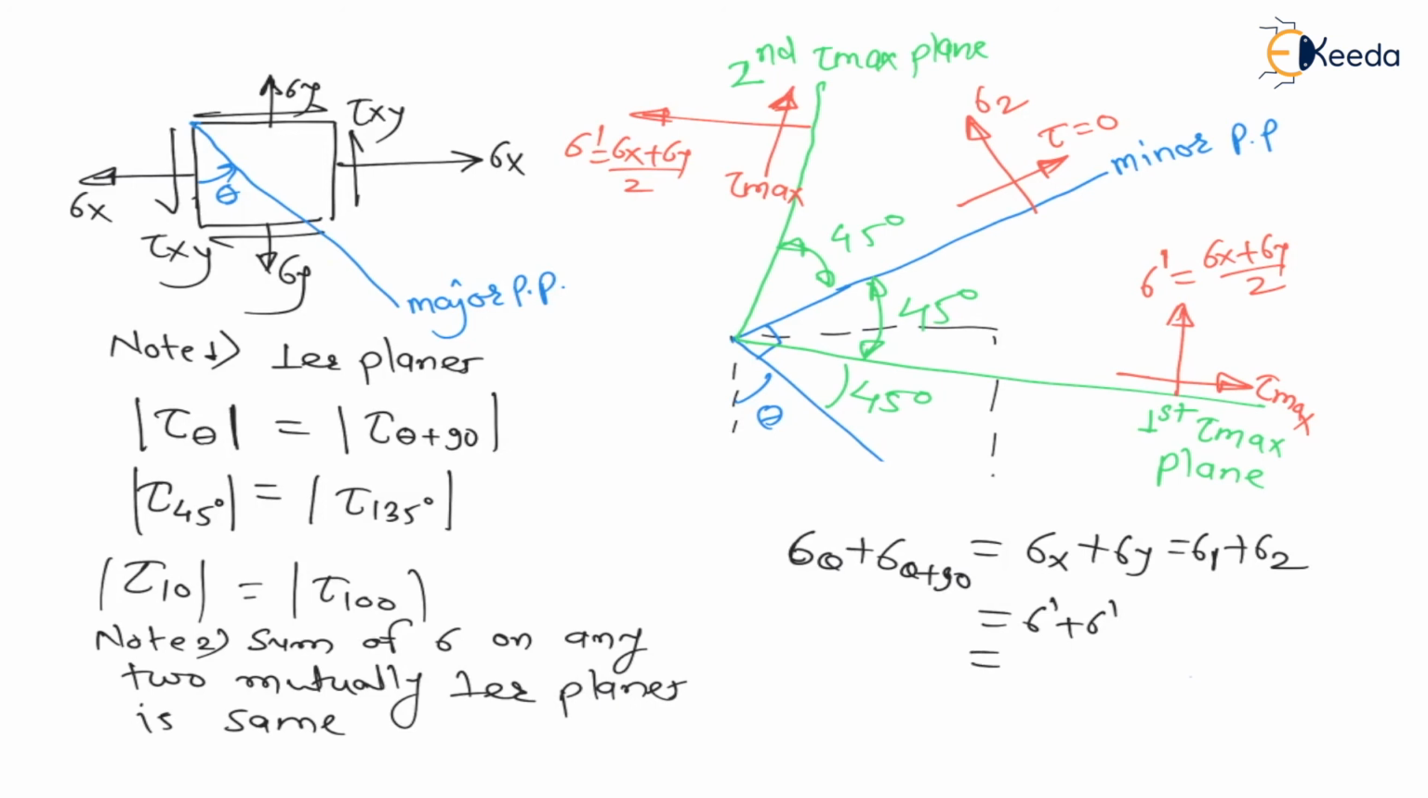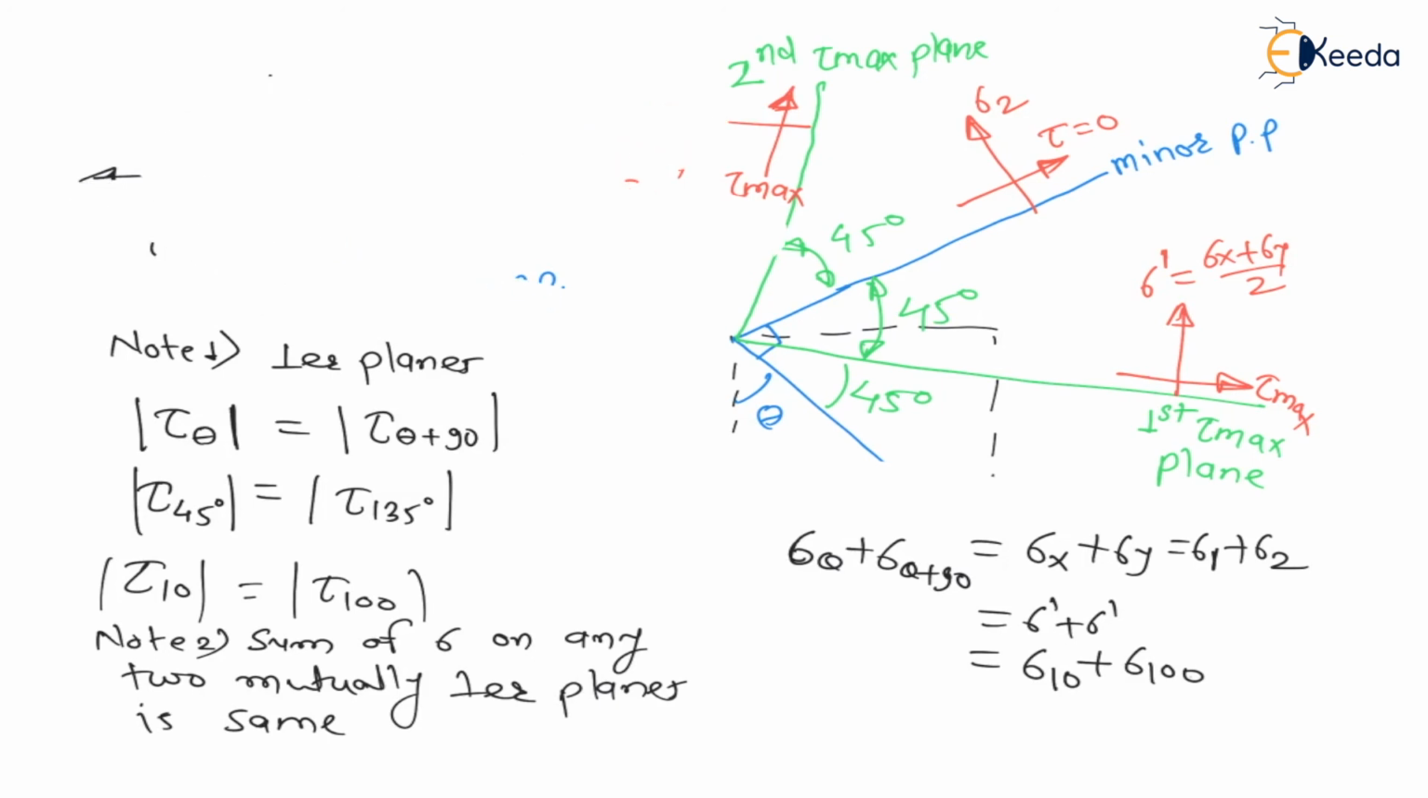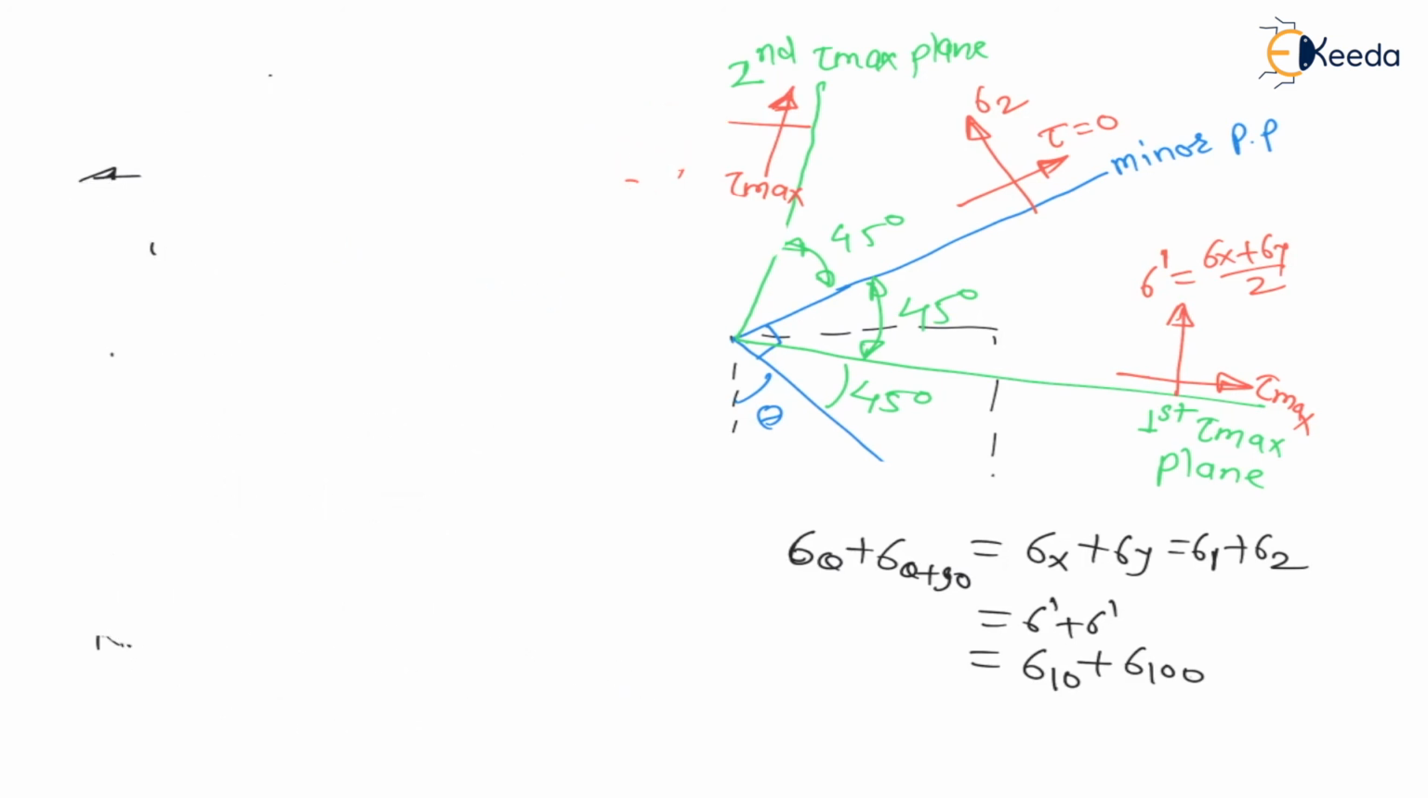Again, it is also equal to, if I find normal stress on 10 degree plane and add this on 100 degree plane, right, means the sum of normal stresses on any two mutually perpendicular planes is always same. That means while calculating normal stress acting on tau max plane, that is sigma dash, we can do two ways. We can calculate it by two ways. Here I am erasing. Now the normal stress sigma dash on tau max plane we can calculate by two ways. That is, this sigma dash is equal to sigma x plus sigma y by 2, or we can say sigma 1 plus sigma 2 by 2 also.